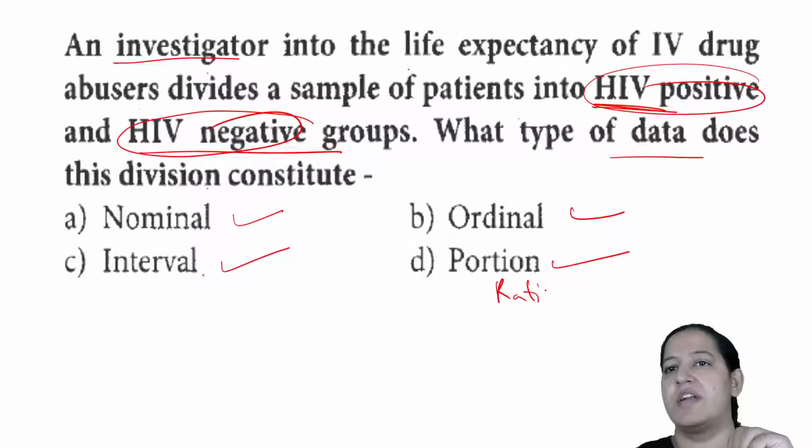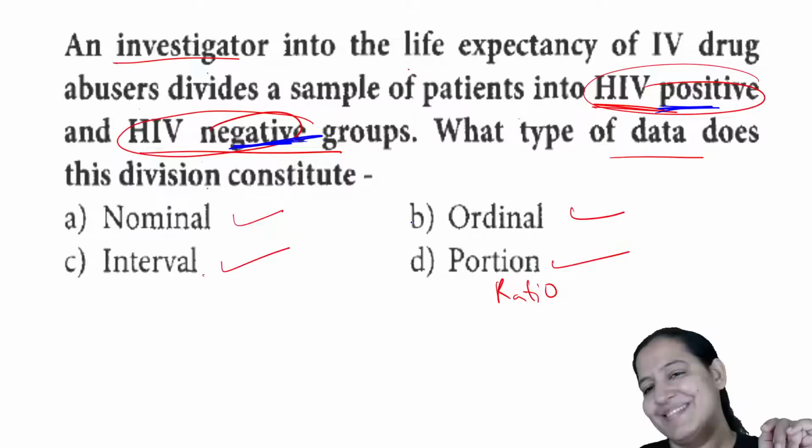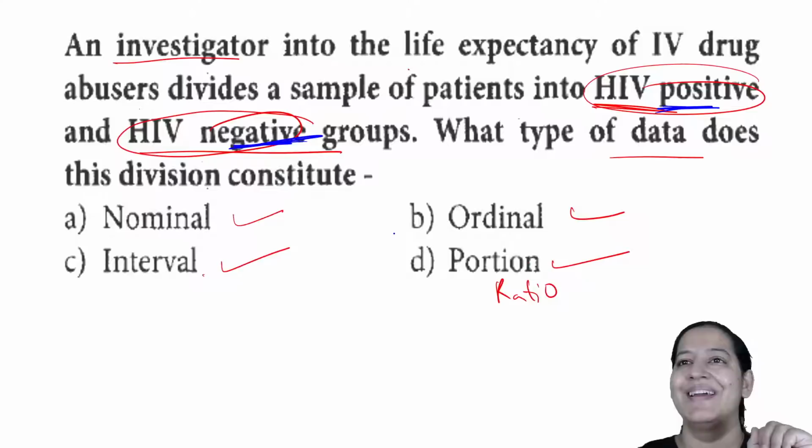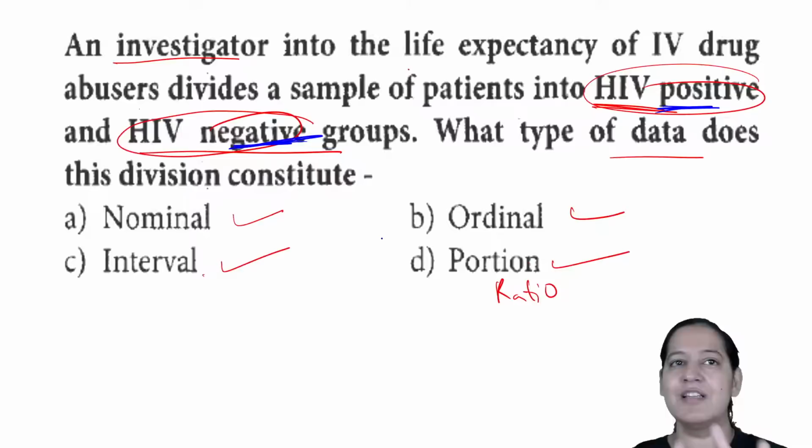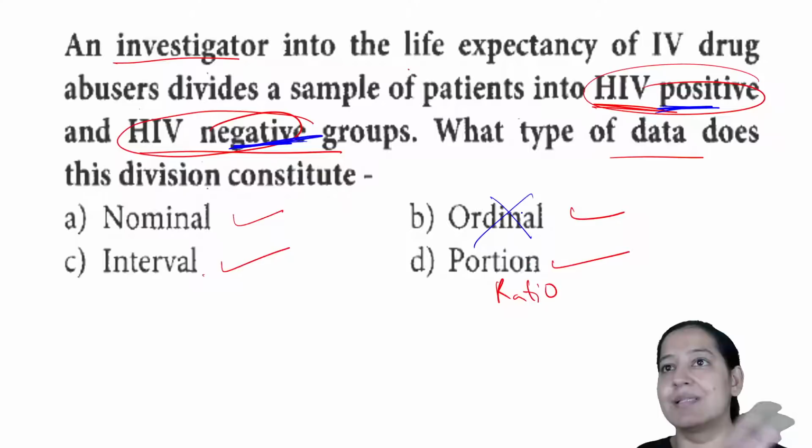You have only two types of patients here. Either they are HIV positive or they are HIV negative. Who will tell me? Again a tricky one. Jyoti, what you are saying, I'm not getting it. Is it D? You are saying for this question, is it D? No, it is not D. HIV positive, HIV negative. So you are not saying any numbers. You are saying whether it is positive or negative. So there is no order also, so it is not ordinal. And there are no numbers.